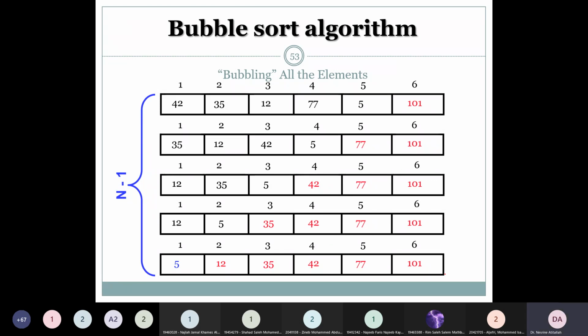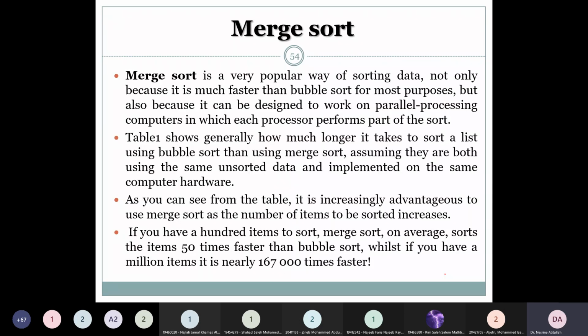Are you with me? So this is the bubble sort. Move now to the merge sort. The merge sort is a very popular way of sorting data, not only because it is much faster than bubble sort for most purposes, but also because it can be designed to work on parallel processing computers in which each processor performs part of the sort.